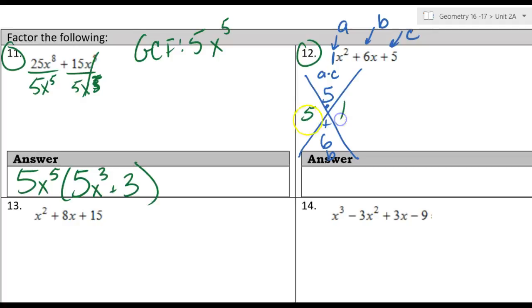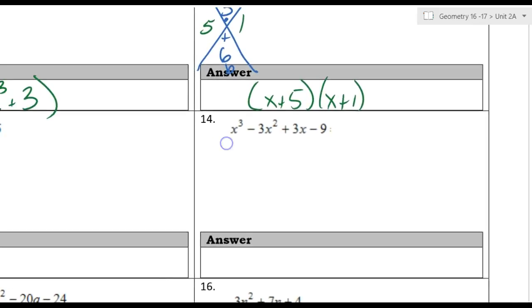So the question you have is, is 5 times 1 5? Yes. Is 5 plus 1 6? Yes. So because A is 1 and I have my two factors that multiply to 5 and add to 6, I can come down right here and just say x plus 5, x plus 1. And the reason why they're pluses is because they're positive. If they were negative, you would have minuses instead. Number 13 is going to follow pretty much what we did in number 12, so I'm going to let you do that on your own.